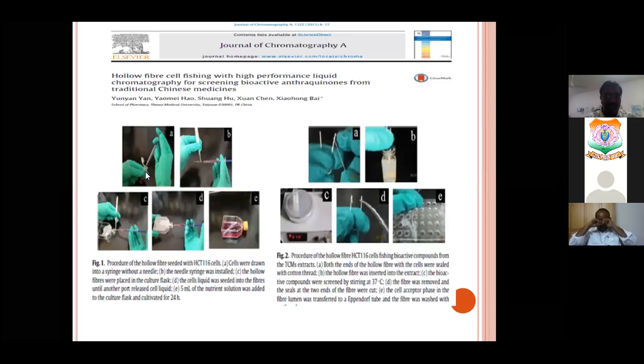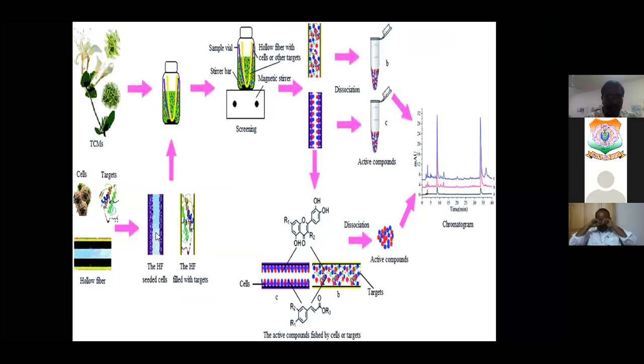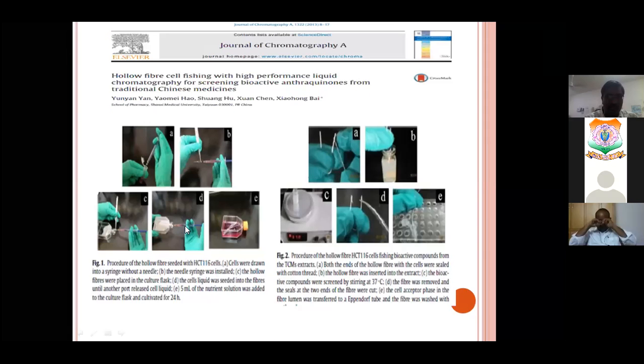You see here, they are taking the cells with a syringe, and the needle is fixed. Then after fixing the needle, they inject these cells into the hollow fibers, and after that the U-tube is placed into the culture flask. You see, the hollow fiber tube is there inside this culture flask. Here also you can see.